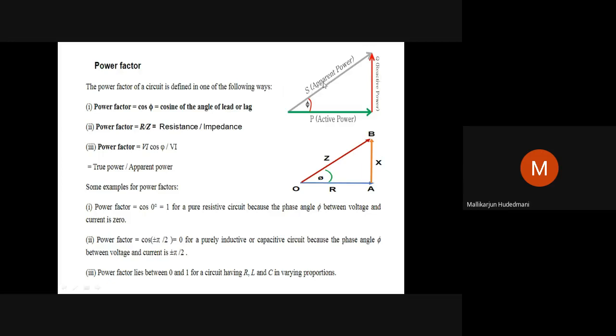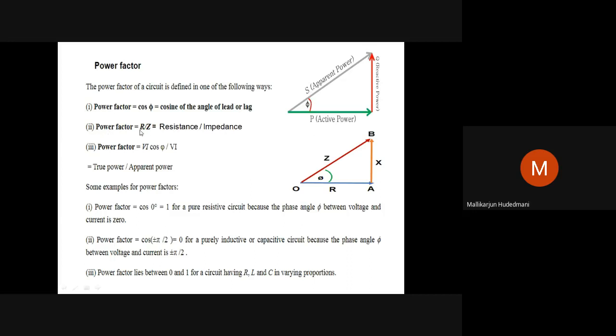When I take the projection of this along the horizontal, it becomes VI cos phi. What about this? VI sin phi, the opposite side. So the active power in a circuit is VI cos phi, and the reactive power in a circuit is VI sin phi, but its unit is VAR, volt-amp reactive. Active power is presented in watts, correct? And total apparent power is given in volt-amps. Then I have this relationship: the power factor is the cosine of the angle between the vectors V and I, as well as S and P, apparent power and active power.